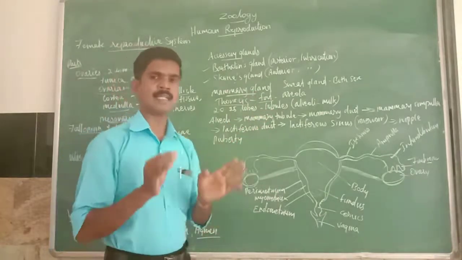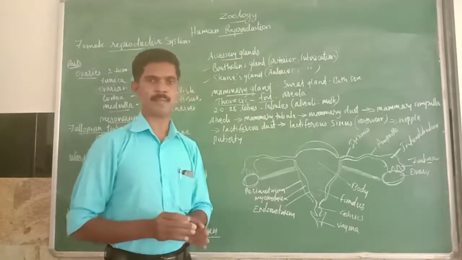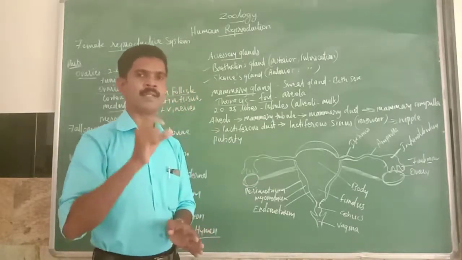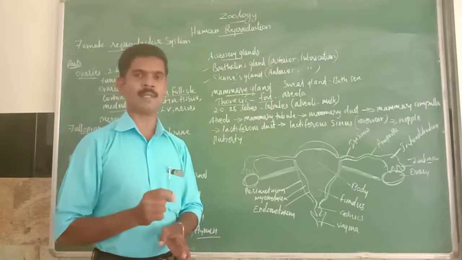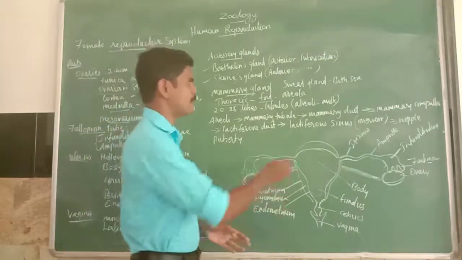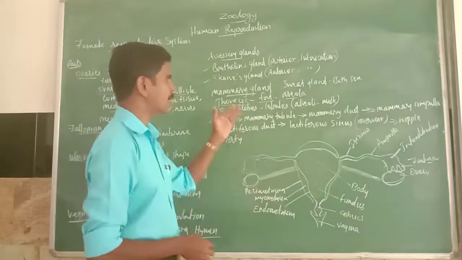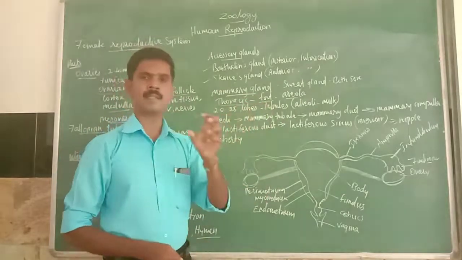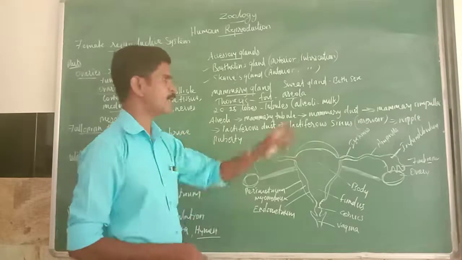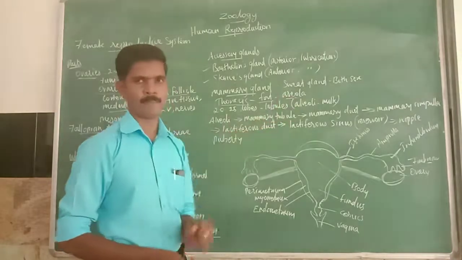Then in the center region of this mammary gland, a pigmented area is present. Pigmented area means a colored area. Mostly it is black in color. This area is called the areola.